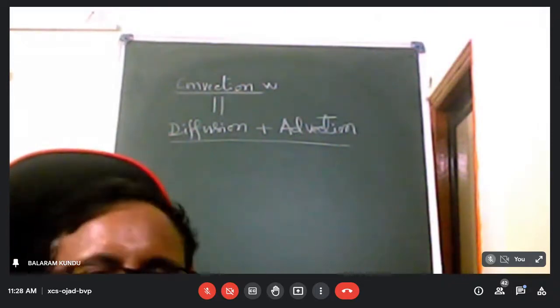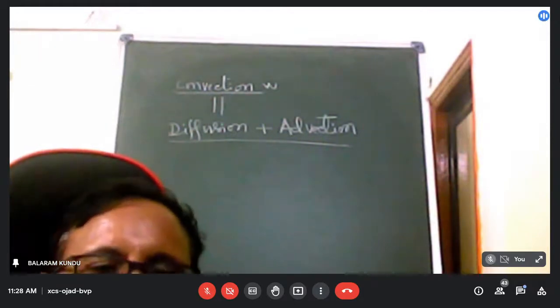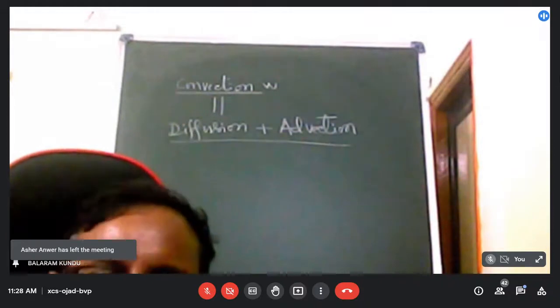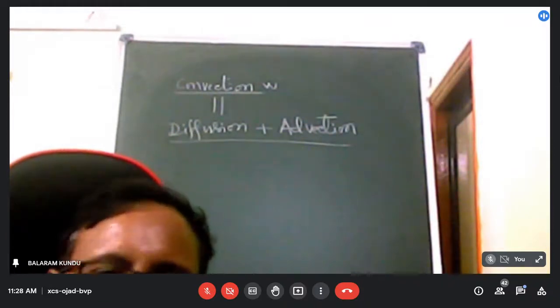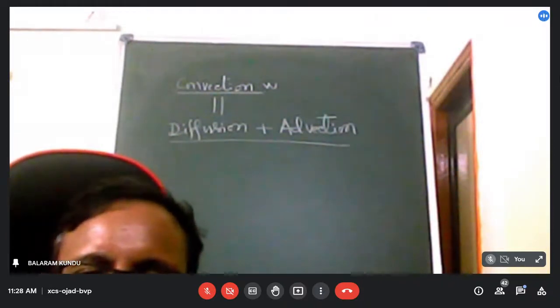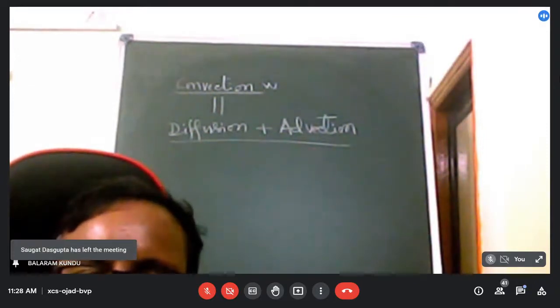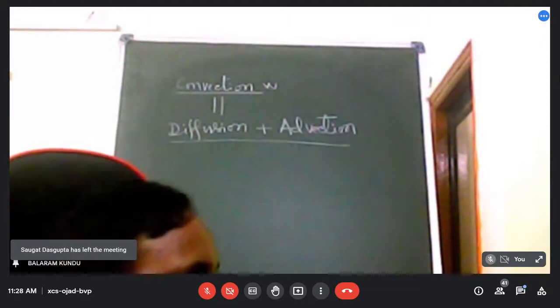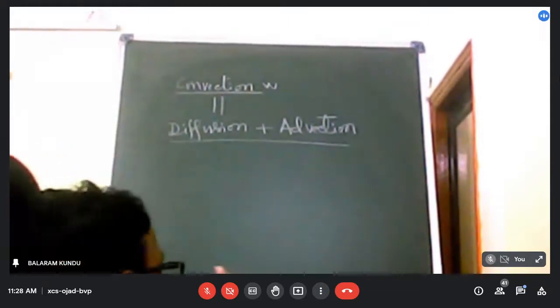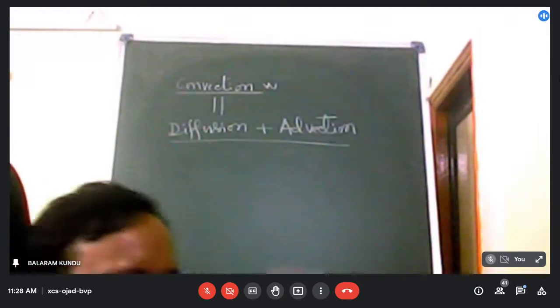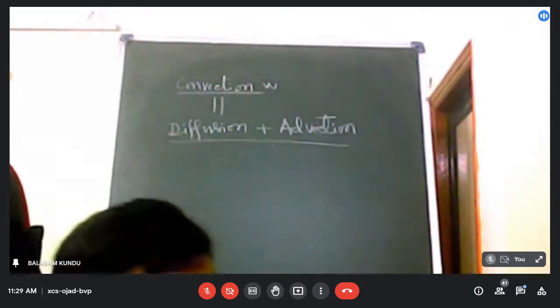Turbulent flow, laminar flow, internal flow, external flow. If the flow pattern changes, then in that case your convection changes. Understand? Yes, sir.